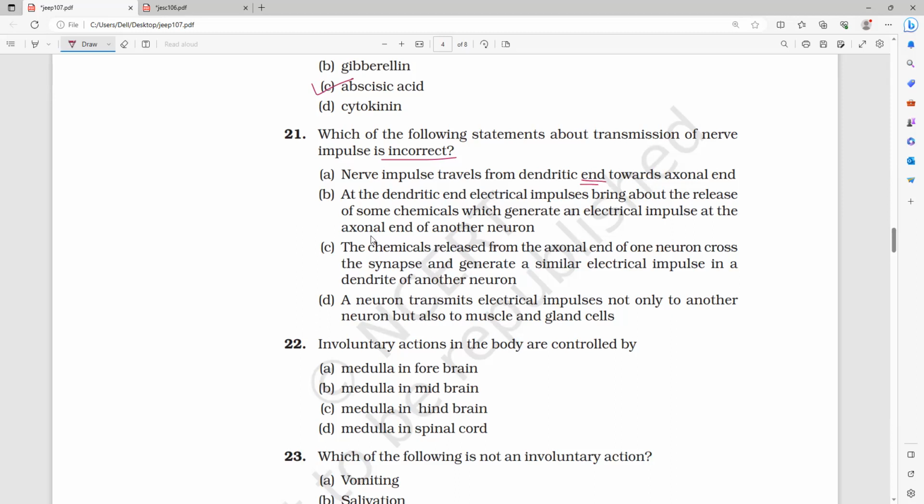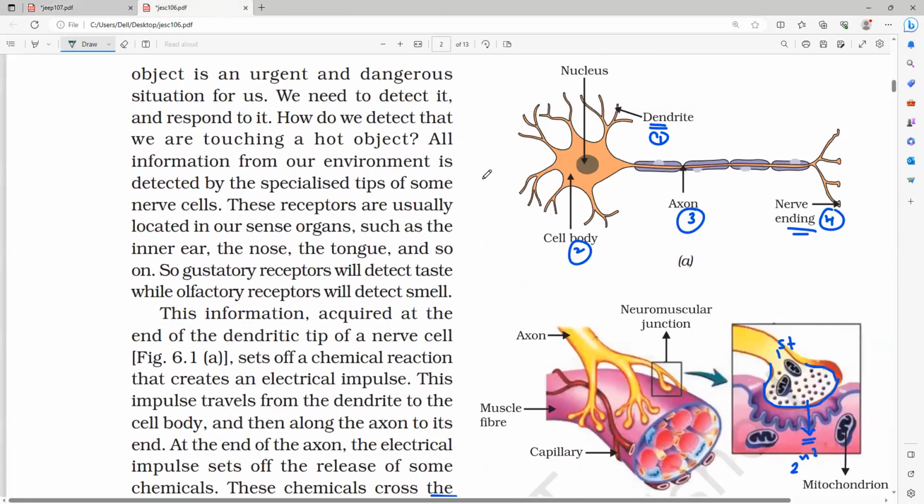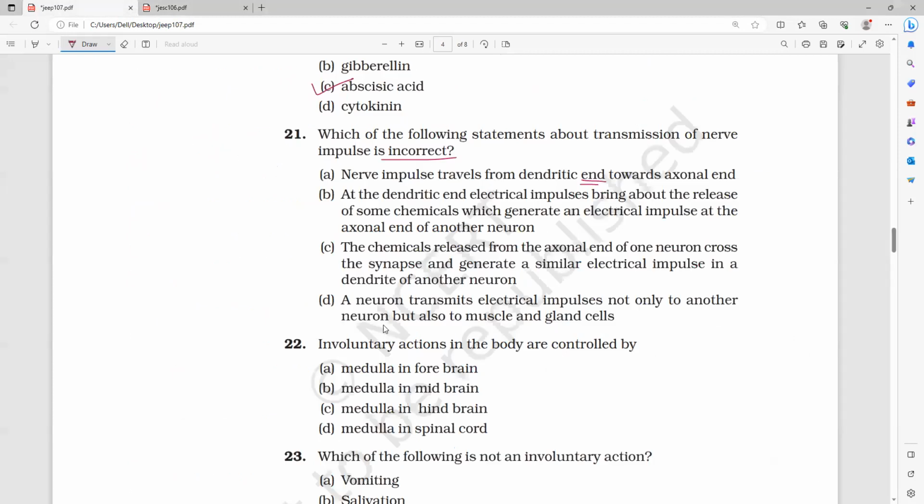Am I right, everybody? How will it be transmitted? From the dendrite end to the axonal end. Am I right, everybody? Please respond. Nerve impulse, right or wrong? Correct, yes, it is correct only. They're asking for the incorrect one.